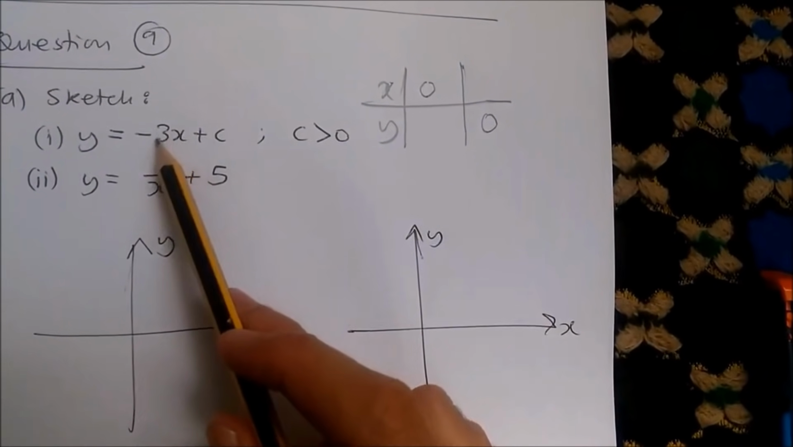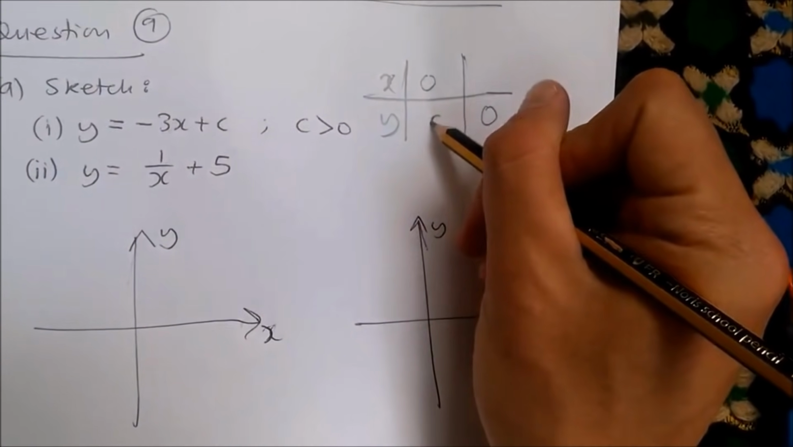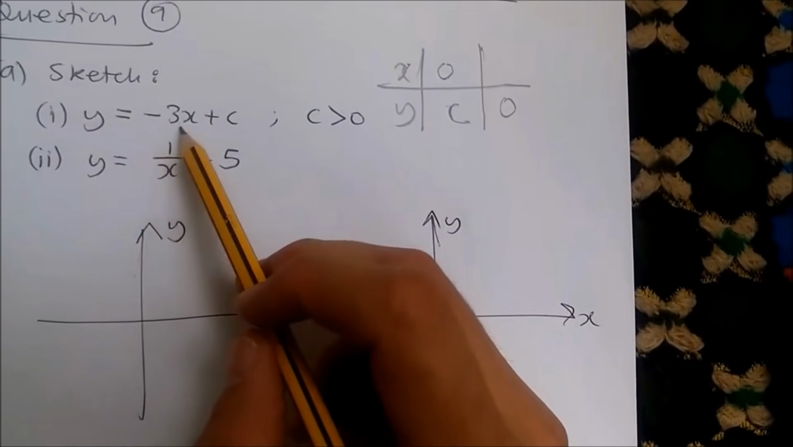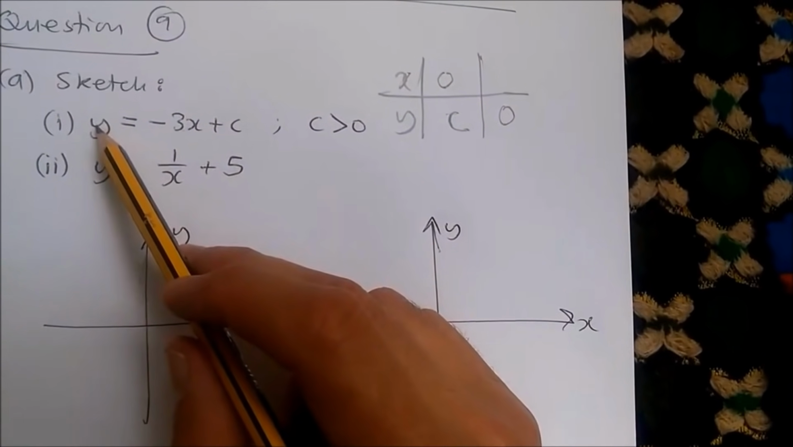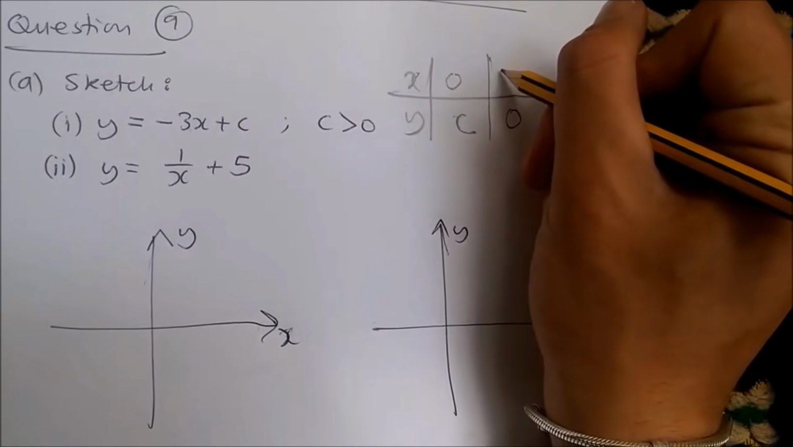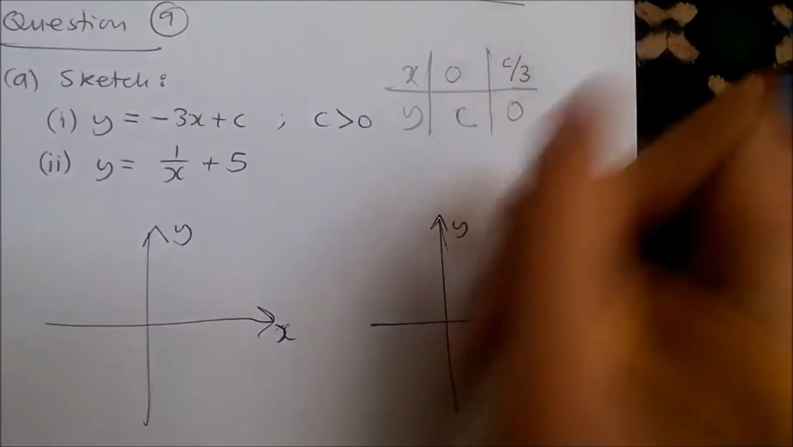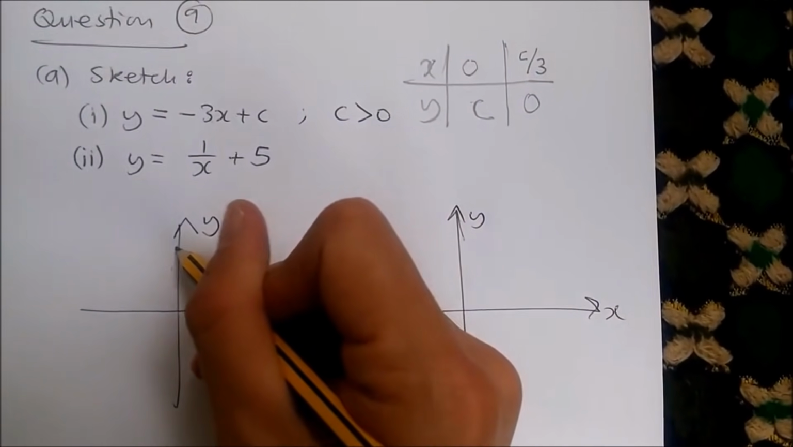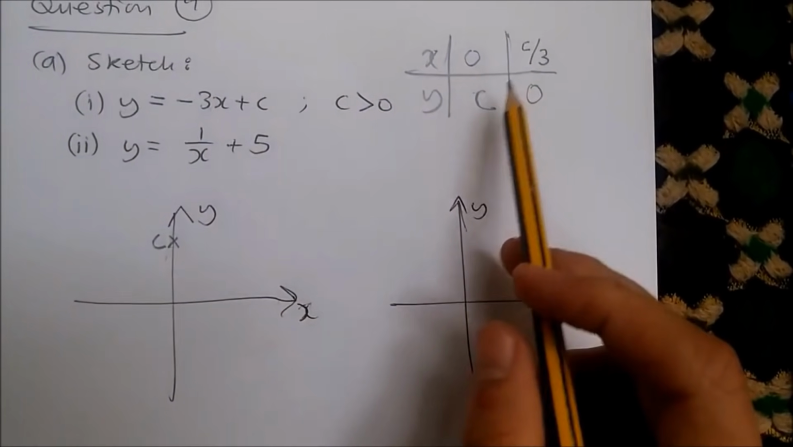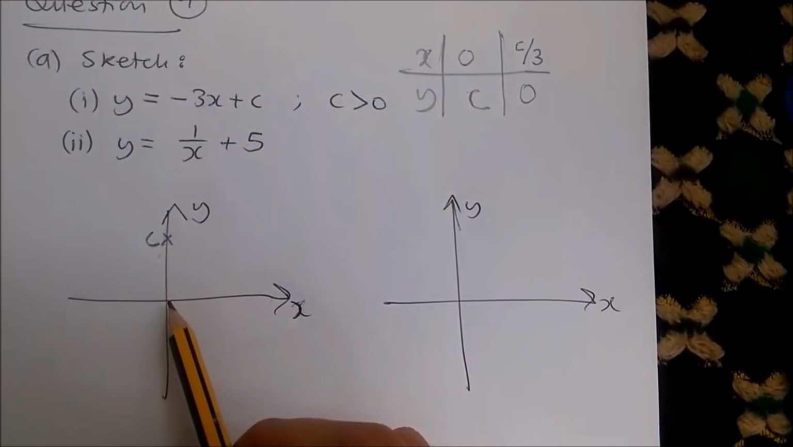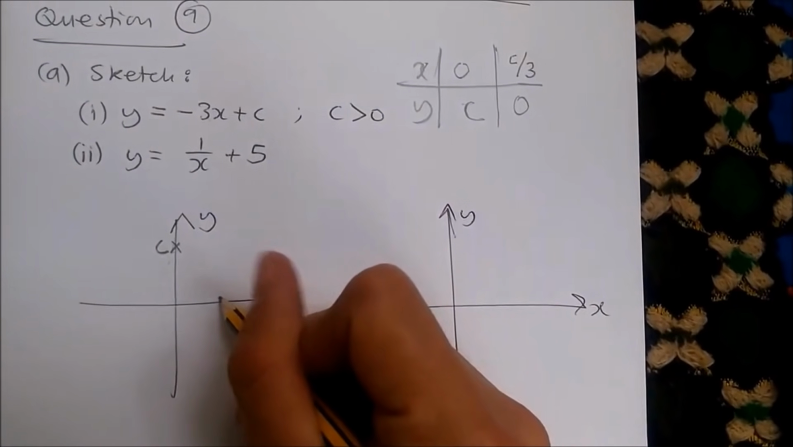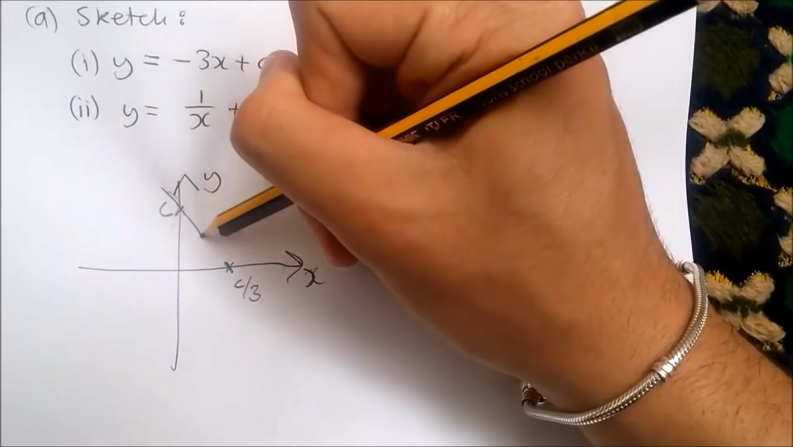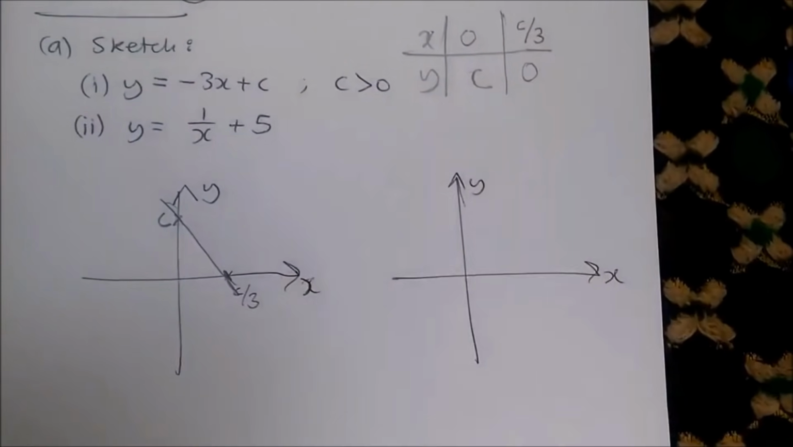So when x is 0, what do we get? We're left with y equals c. And then when y is 0, we're left with minus 3x plus c equals 0. So adding 3x across and dividing by 3, we should get c over 3. Easy. So plotting this across, when x is 0, y is c, and when y is 0, x is c over 3. Let's just say c over 3 is here, for convenience. It doesn't have to be accurate. Then you just draw a straight line. Of course, do it with a ruler, not like this.